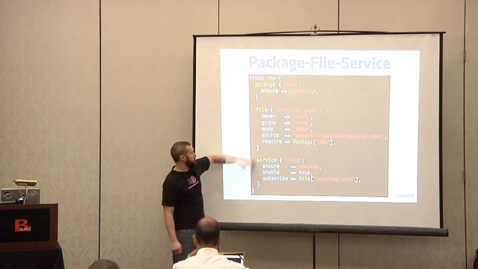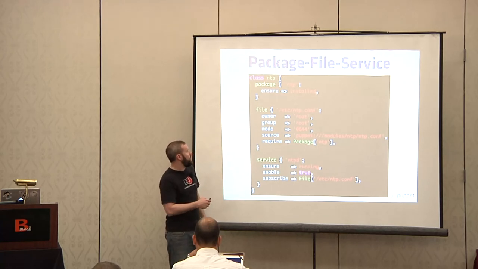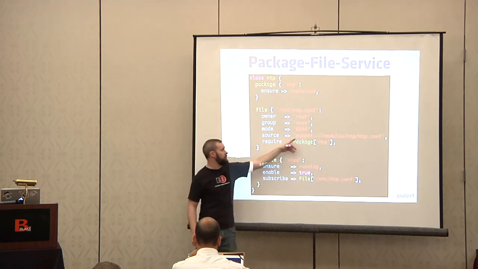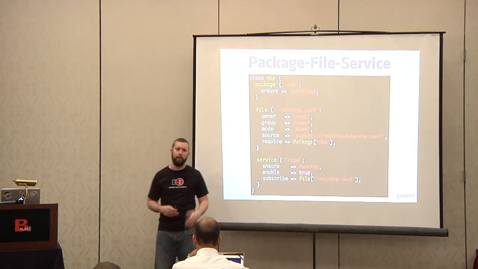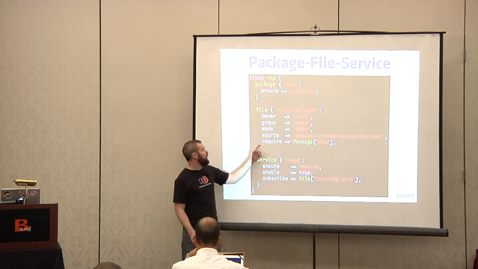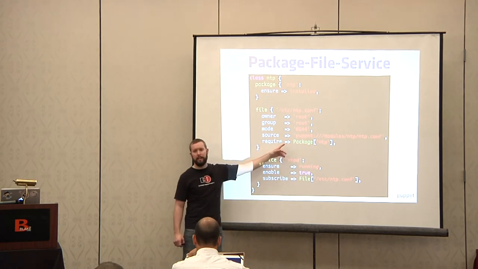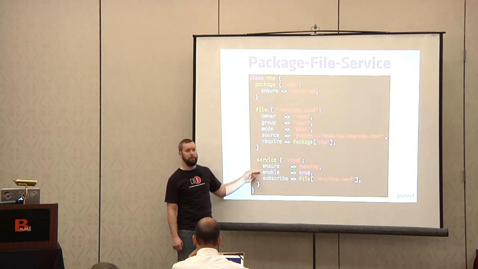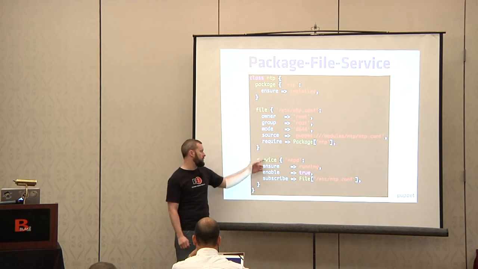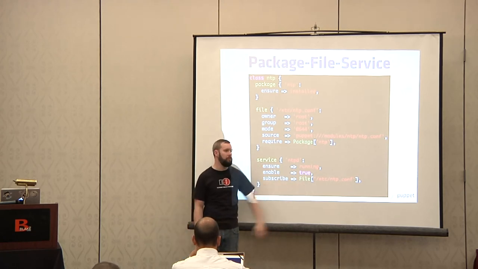So we have our package, file, and service. The file has a source, so the agents would just pull that file over the network. And the file requires the package. And here we have the service. We want to ensure that it's running and that enable is true, which says start at boot time. And then we see the service is subscribed to the file.